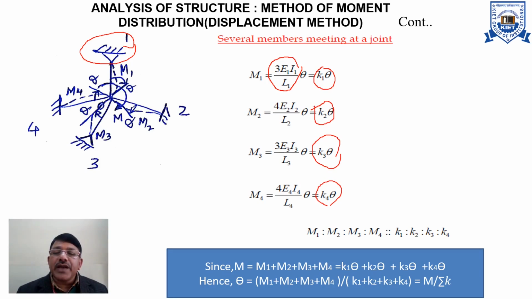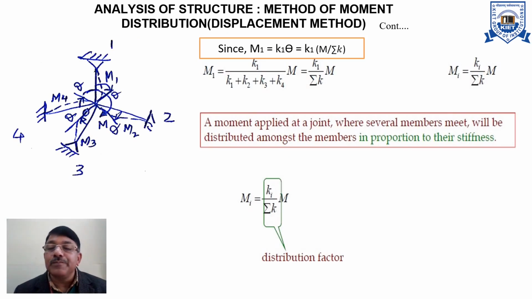And since it is a sharing kind of mechanism, M1 is to M2 is to M3 is to M4 equals K1 is to K2 is to K3 is to K4, since theta is common amongst all of them. Since the moment applied at the joint M is equal to the sum of all the moments, mathematically we can write M1 plus M2 plus M3 plus M4 equals K1 theta plus K2 theta plus K3 theta plus K4 theta, and finally from here the value of theta can be computed.